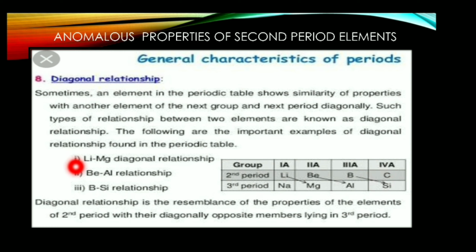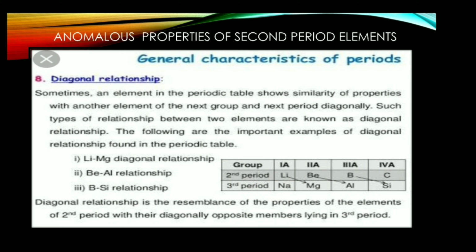See students, lithium and magnesium have a diagonal relationship, beryllium and aluminium, boron and silicon. Diagonal elements are lithium and magnesium here, beryllium and aluminium here, boron and silicon. So diagonal relationship is the resemblance of the properties of the elements of the second period with their diagonally opposite members lying in the third period. Second period and third period elements lie diagonally. Diagonal elements show similarities in properties.